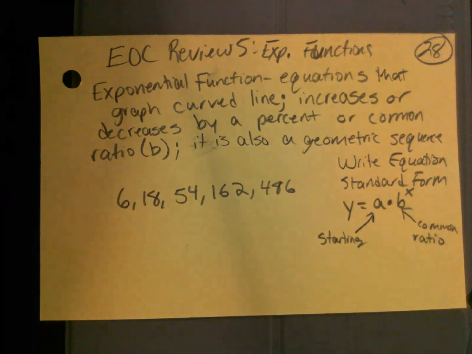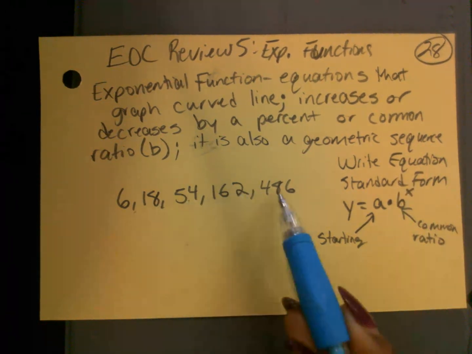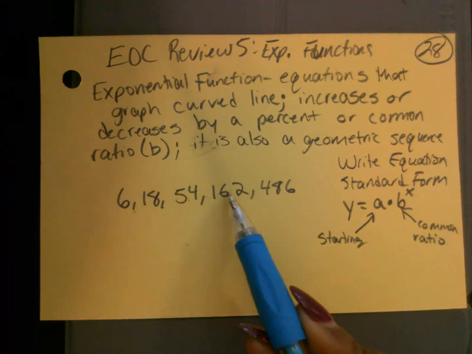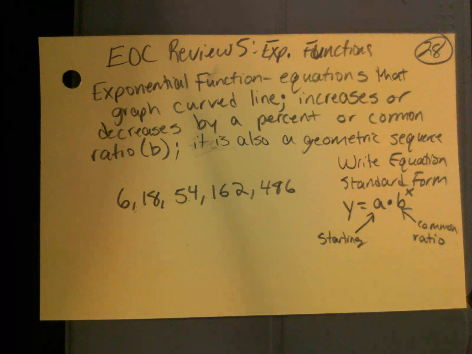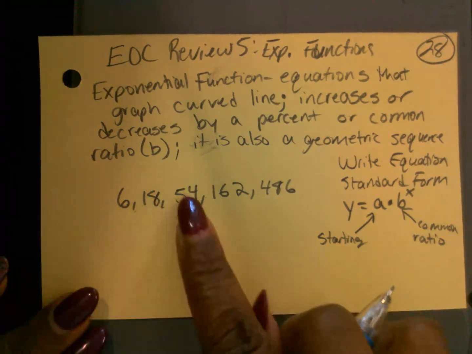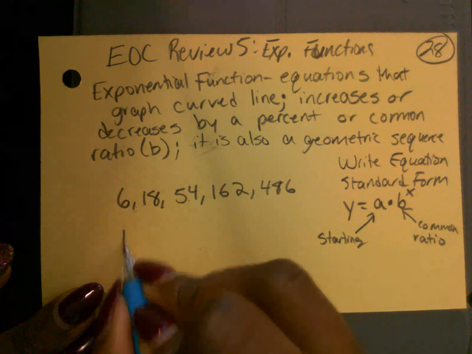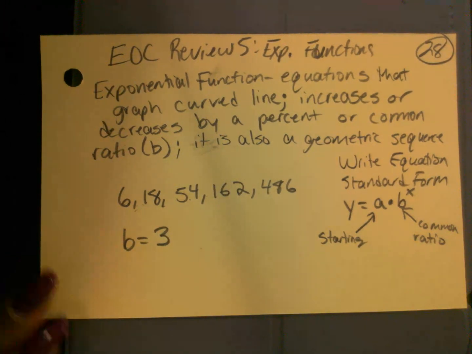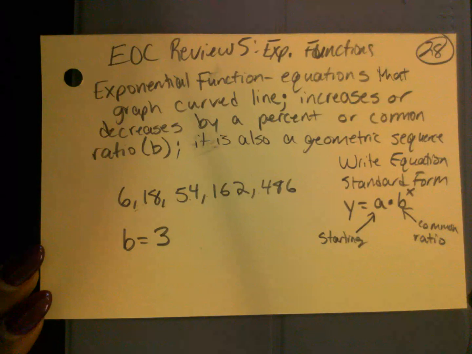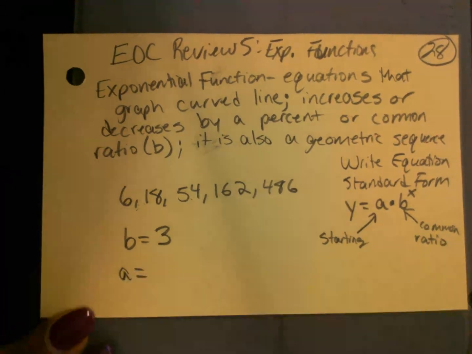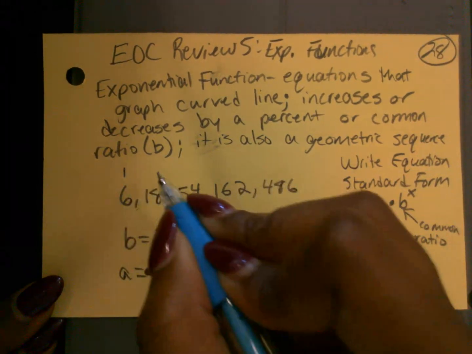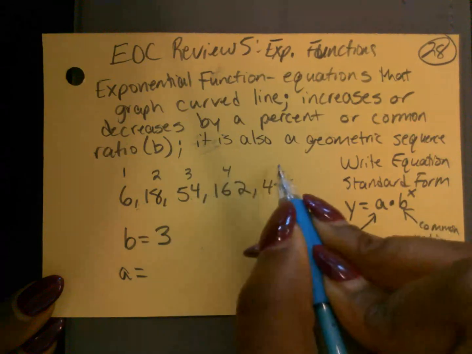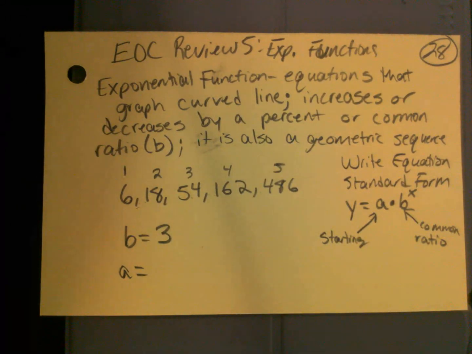This is a geometric sequence because you are multiplying to get to the next number. What number are you using to multiply to get to the next number? 3. Yes, you're going to multiply by 3. So our b, our common ratio, is 3. Now we need to figure out what a is. A is the starting amount. This is not the starting amount. This is automatically the first number. This is the second, the third, the fourth, and the fifth. Unless they tell you it's the starting, automatically assume it's the first number.